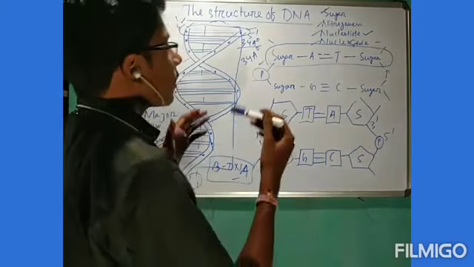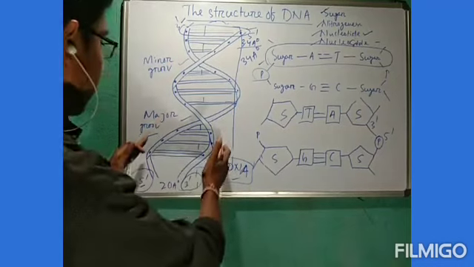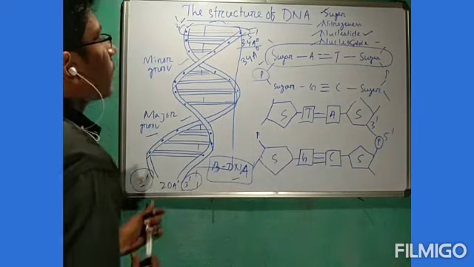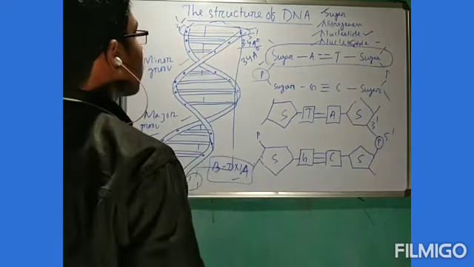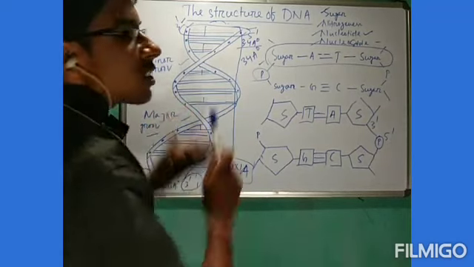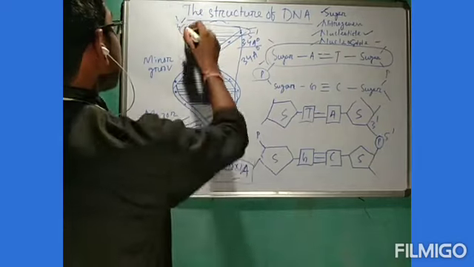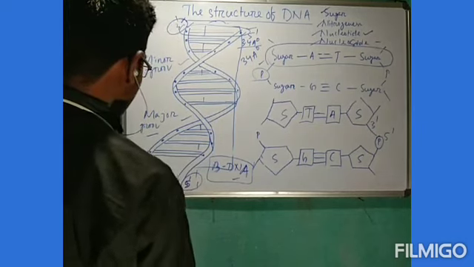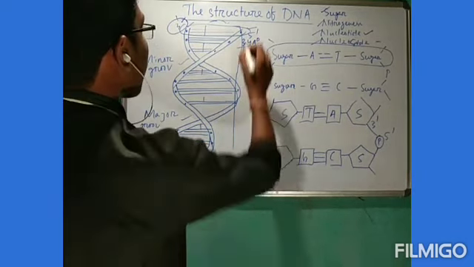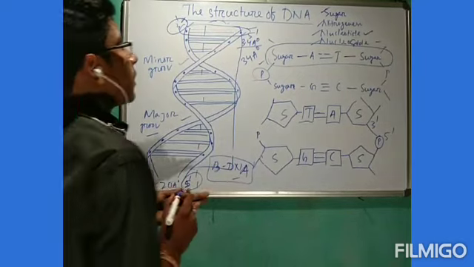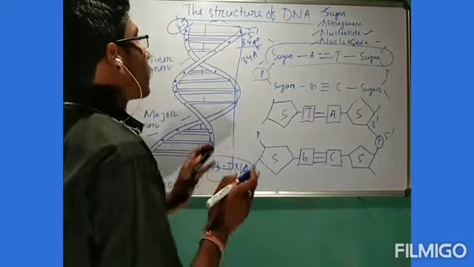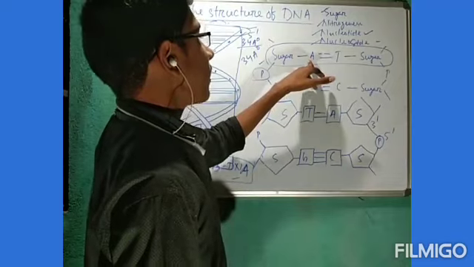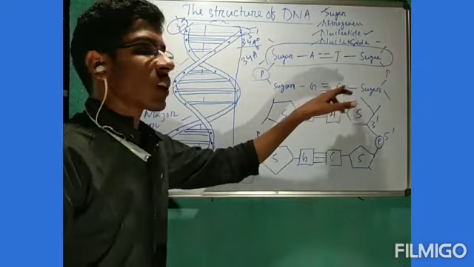Okay, then we follow the graphical structure of the DNA. In the graphical structure of the DNA, there are two strands present, and these two strands are antiparallel to each other. That means one strand starts from 3' end and ends at 5' end, but another strand starts from 3' end and ends at 5' end. Okay, in a strand there are so many bases present. In a base, adenine is equal to thymine and guanine is equal to cytosine.